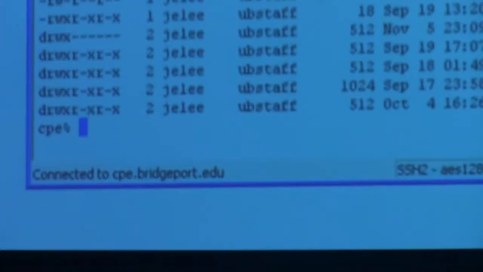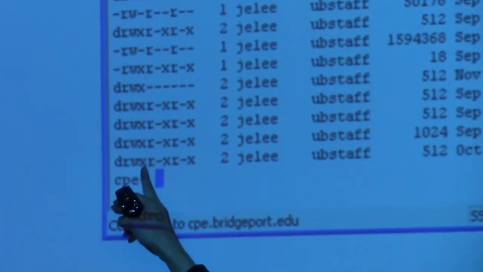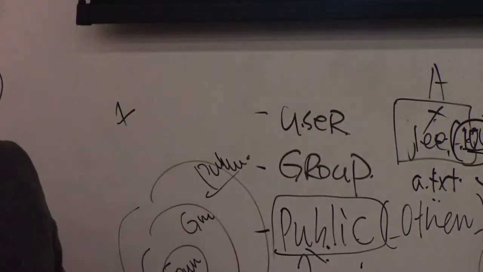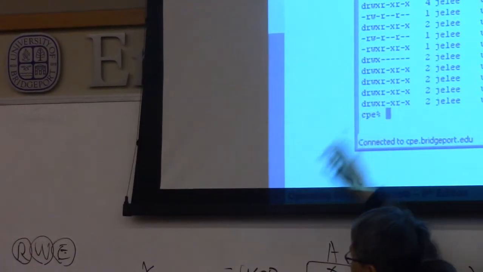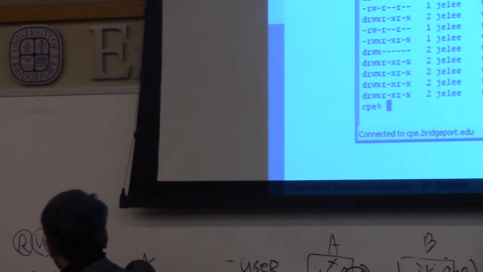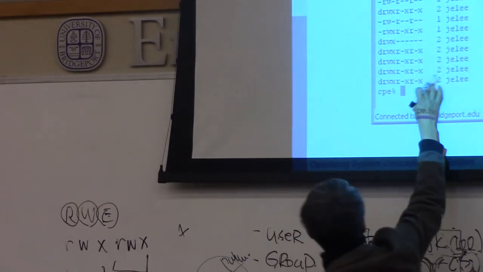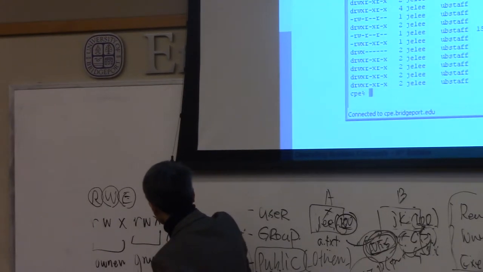Then the next is RWX. X means the execution permission. So we write execution for what? The first three are for the owner. Then there are three more RWX, and this is for the group. And the last three are for the others.